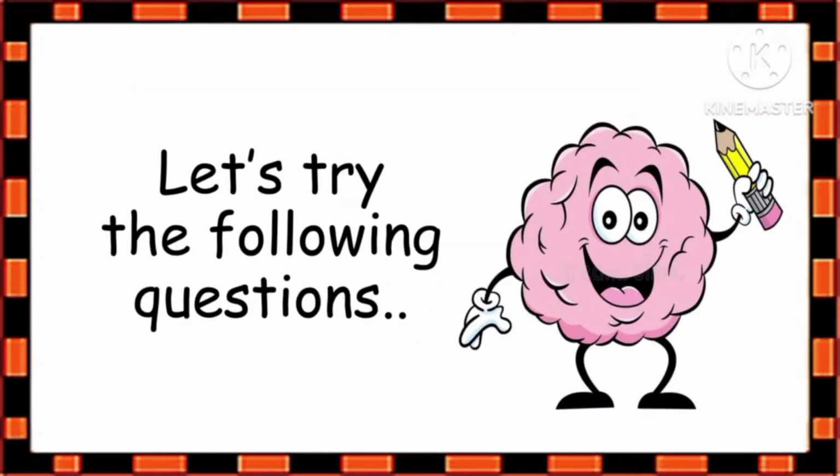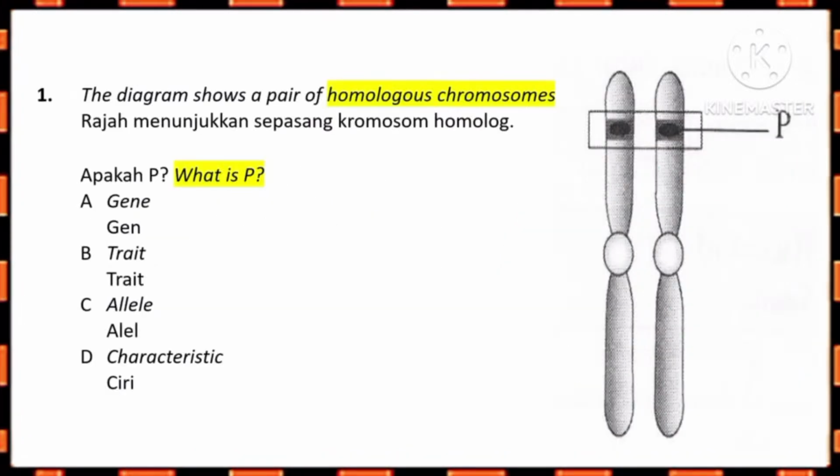So you have learned a few terms just now. Let's try the following questions. Question number 1. The diagram shows a pair of homologous chromosomes. See where the line is pointed to one dot on one chromosome. So what is P? P refers to C, allele.